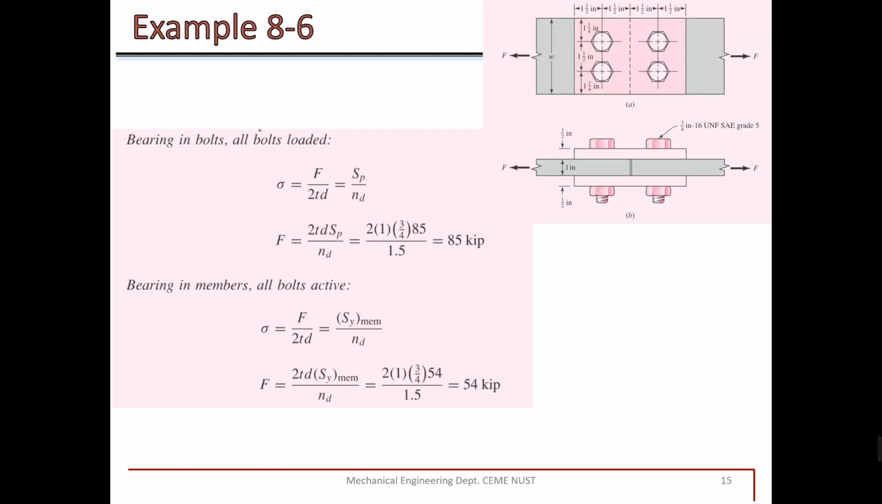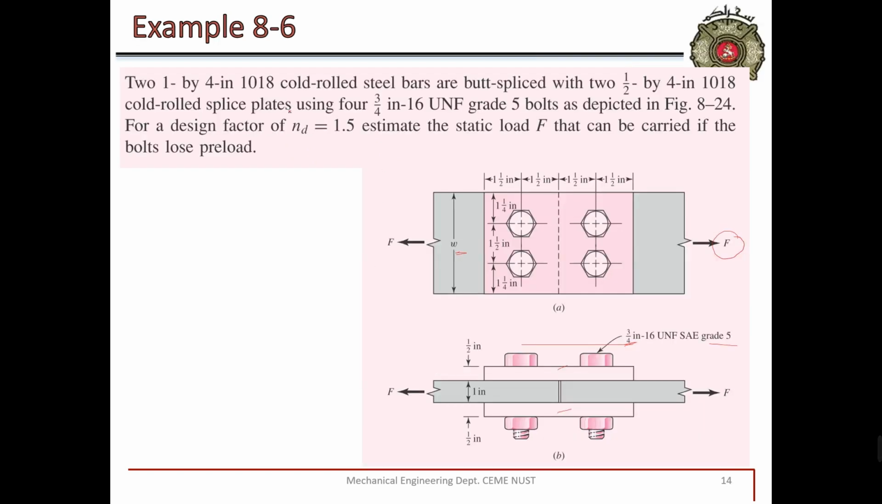For example, for the first part, the bearing in bolt. What was bearing? Bearing was compression. So what was the area for bearing? I have already told you that if this is the applied stress, first of all, for the bolt, the safe strength is SP, and for members, it is SY. In the problem, they have given us 1018 cold rolled steel, so you can just check the value of SY. I will just show you what the value is.